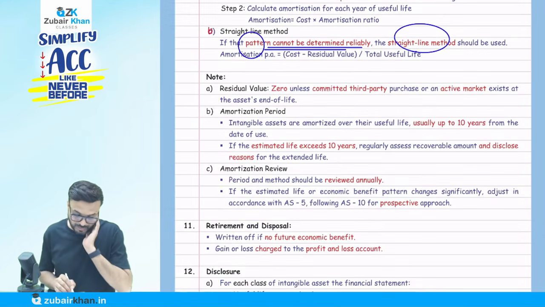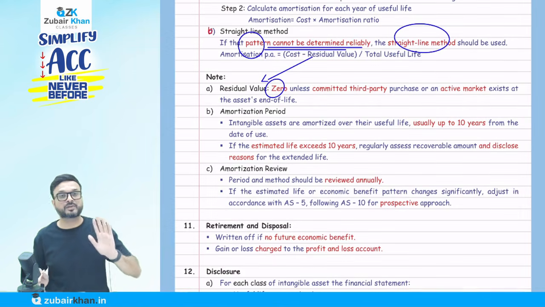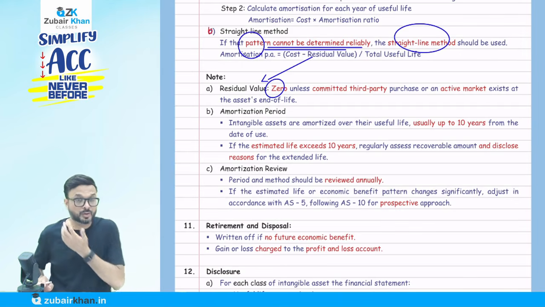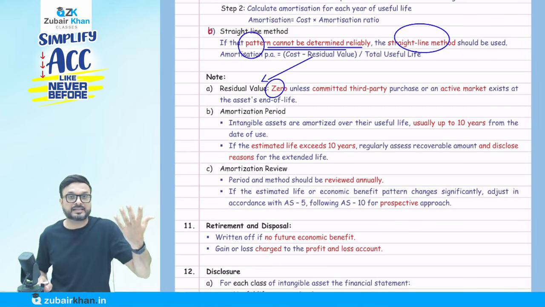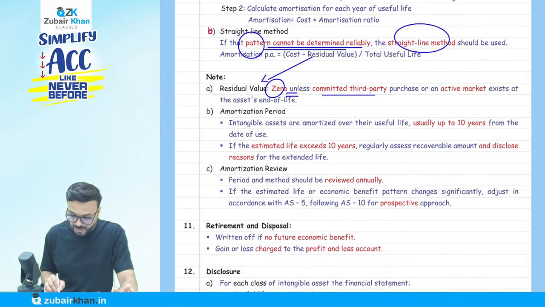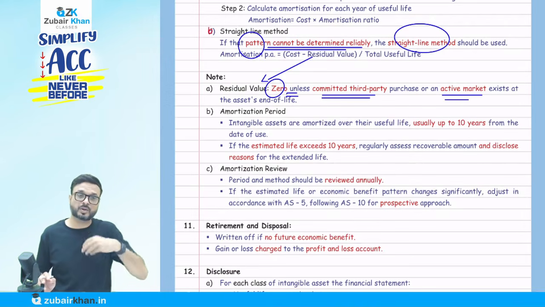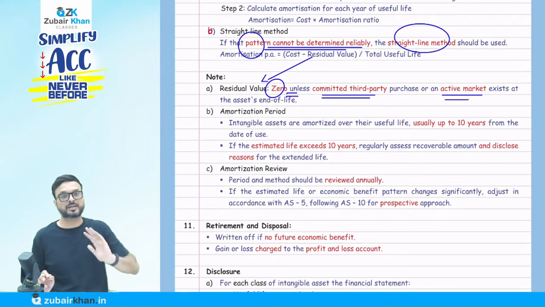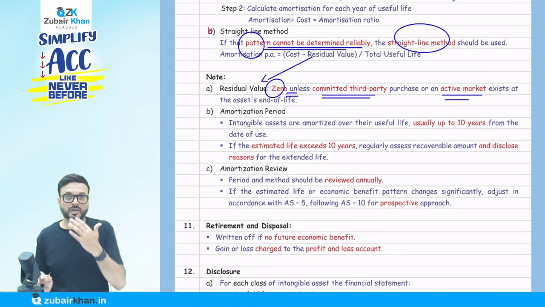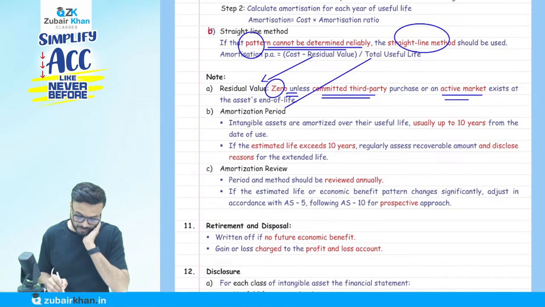Now, residual value is always considered to be 0 in the case of an intangible asset, because generally there is no market to resell it. They say it should always be considered 0 unless it is committed by a third party purchaser or there is an active market. If there is no active market or no commitment by any third party to purchase my intangible asset, it will always be considered as 0. Now, amortization period: intangible assets are amortized over the useful life.